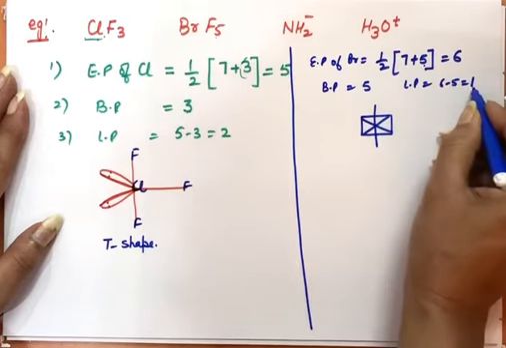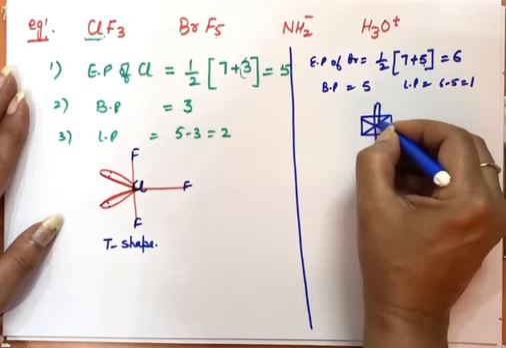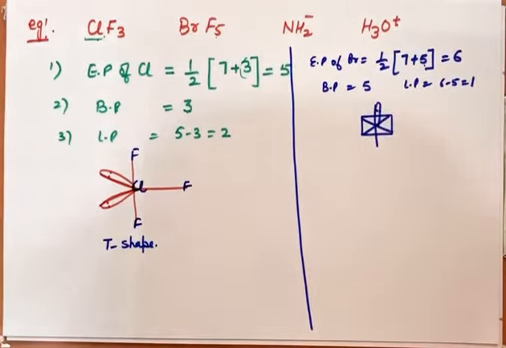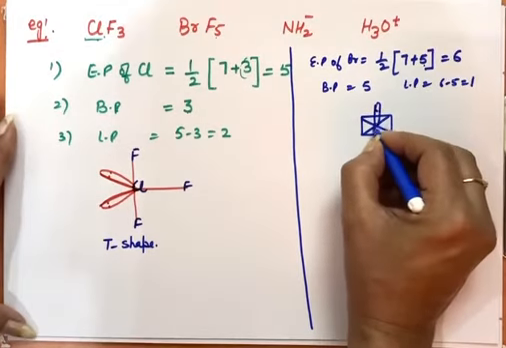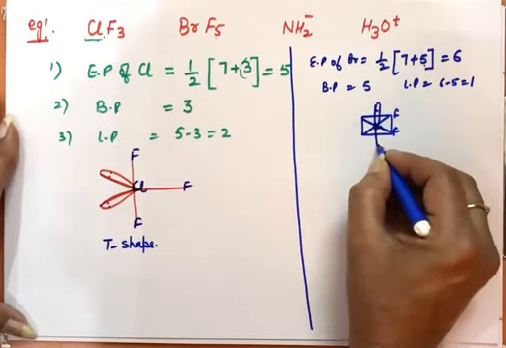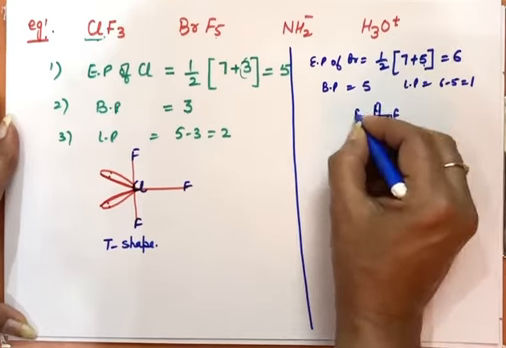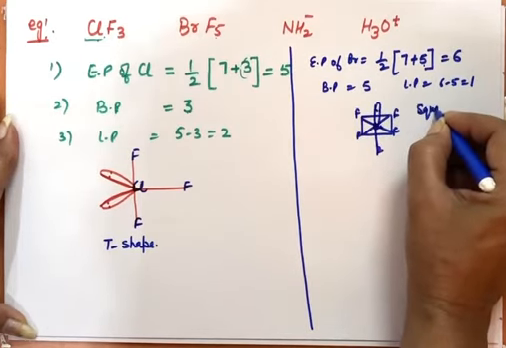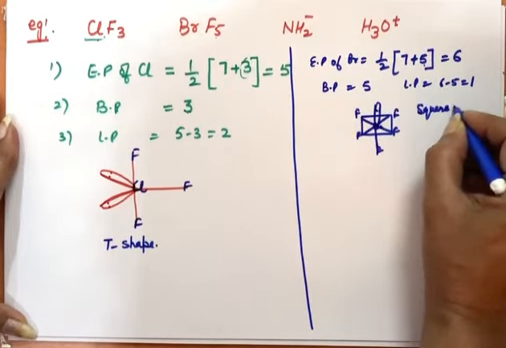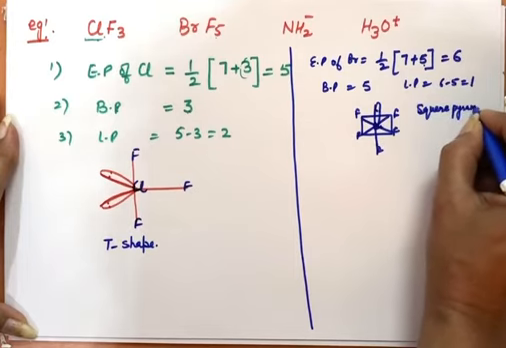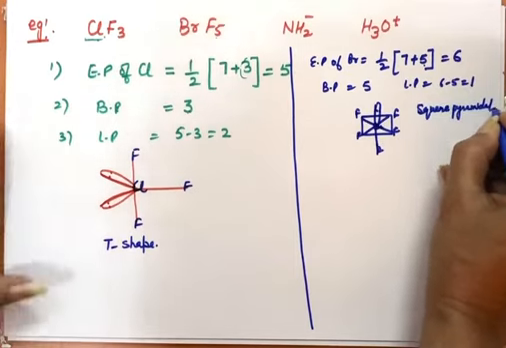But now in this we have to introduce 1 lone pair that will be above the plane or below the plane. So here we have Br, F, F, F and F. This kind of shape with 5 bond pairs and 1 lone pair is square pyramidal geometry. This has a square pyramidal geometry.